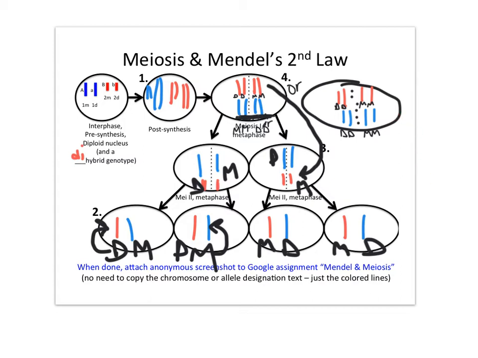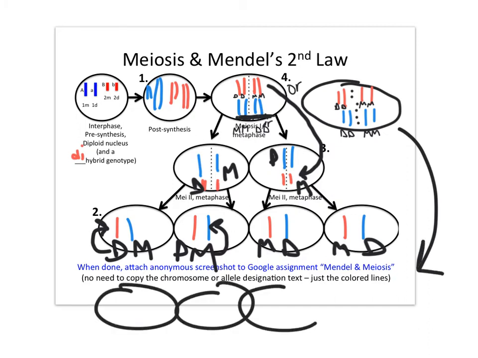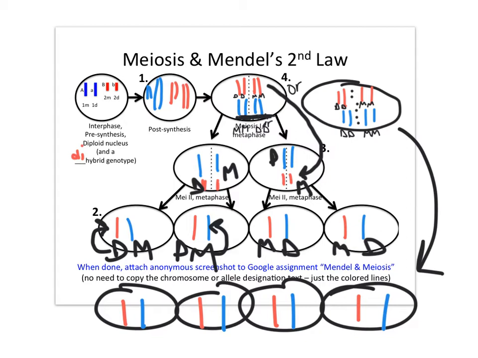So if you do that, you'll wind up getting the same sets of chromosomes in every gamete, one red, one blue, like we know we should. They're haploid. But you'll get dad's allele with dad's allele and mom's allele with mom's allele.